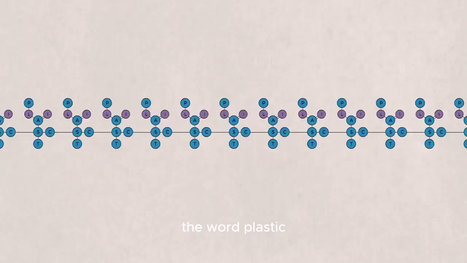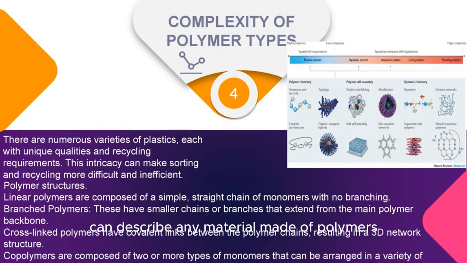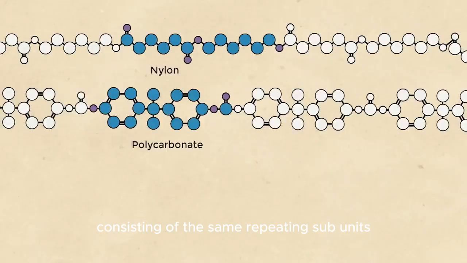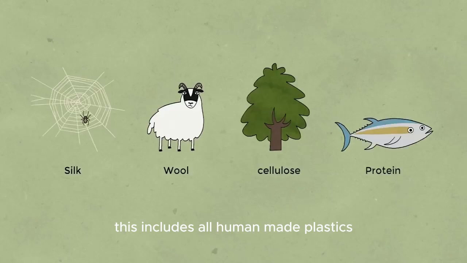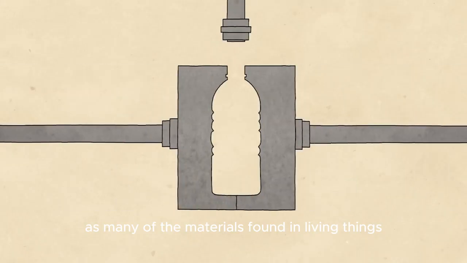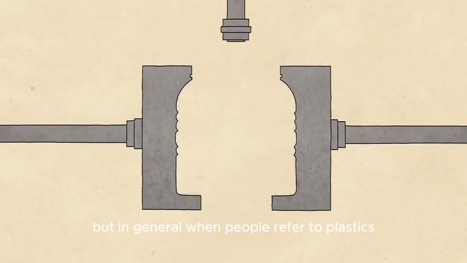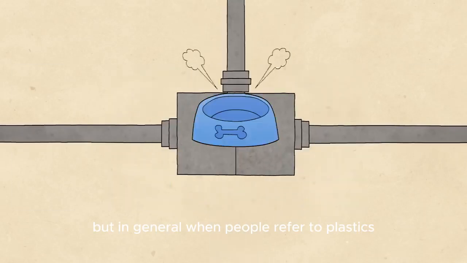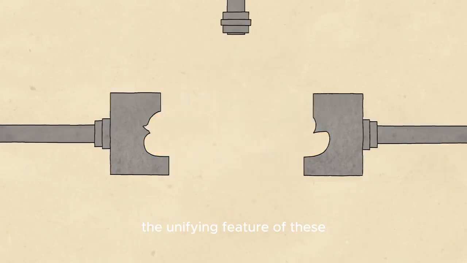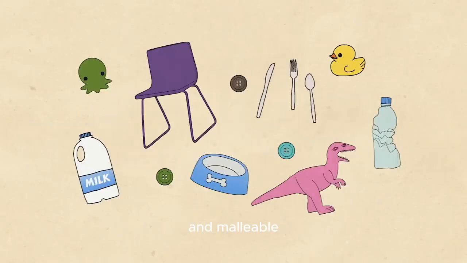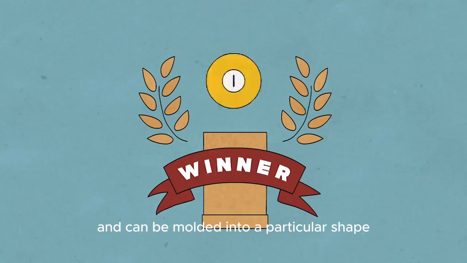The word plastic can describe any material made of polymers, which are just large molecules consisting of the same repeating subunit. This includes all human-made plastics, as well as many of the materials found in living things. But in general, when people refer to plastics, they're referring to synthetic materials. The unifying feature of these is that they start out soft and malleable and can be molded into a particular shape.